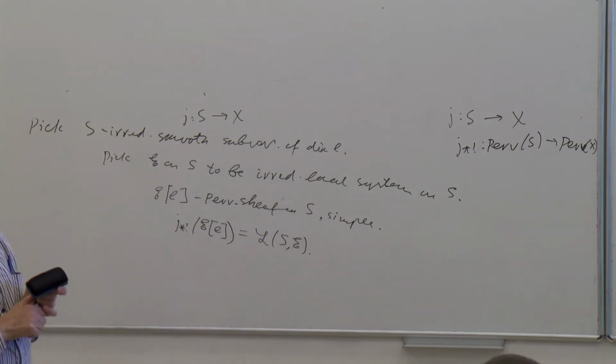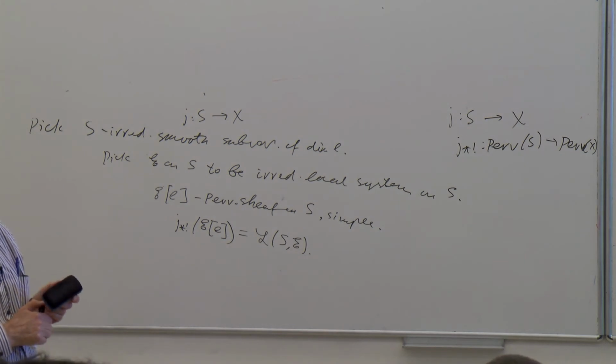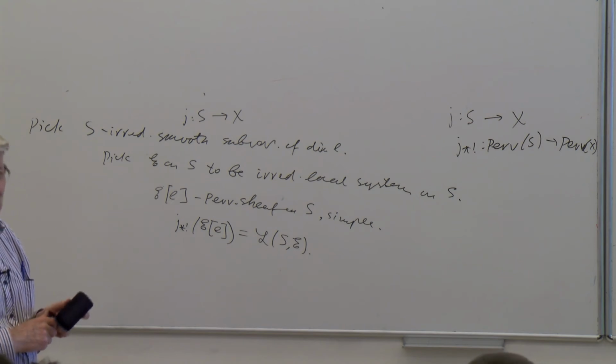When you say that the image of this map is defining a perverse sheaf, you mean you truncate the first one above, you truncate the second one below, you take this map and the image of this?